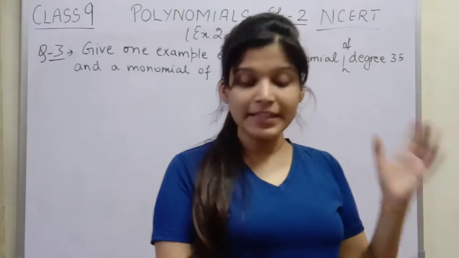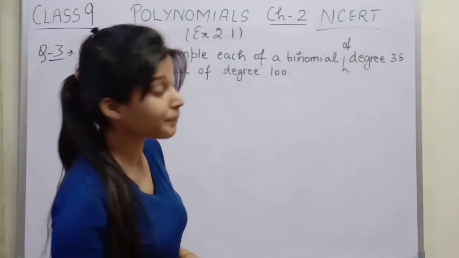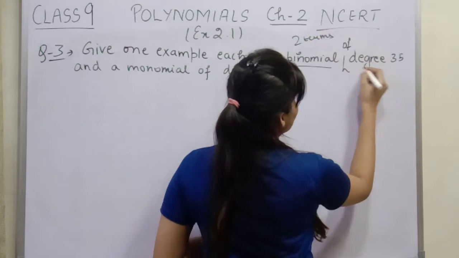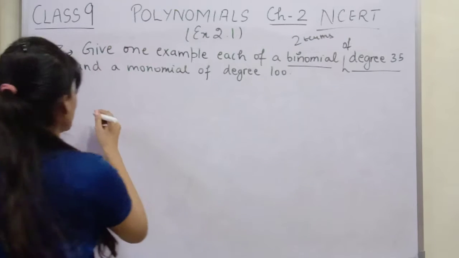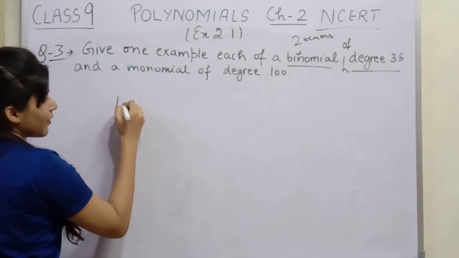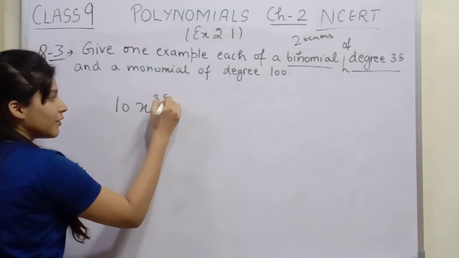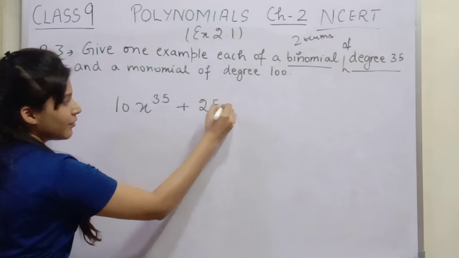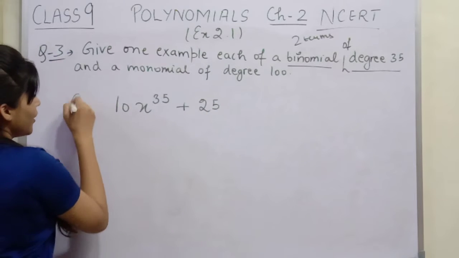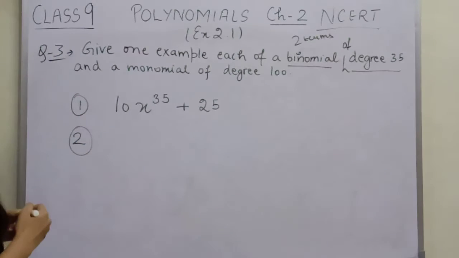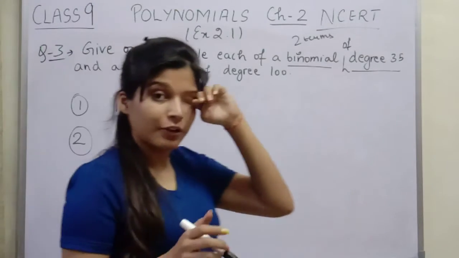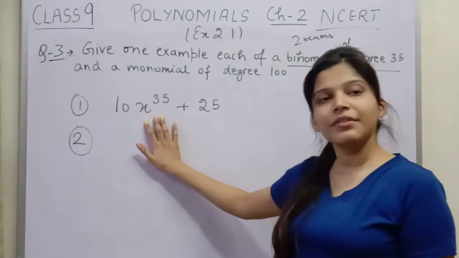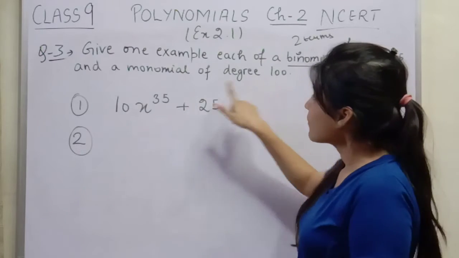See, binomial means two terms. ठीक है, binomial means two terms and degree should be 35. Okay, so two terms लिखेंगे हम, we can write 10x raised to the power 35 because degree should be 35, plus 25. So this is the example of the first part, binomial of degree 35.